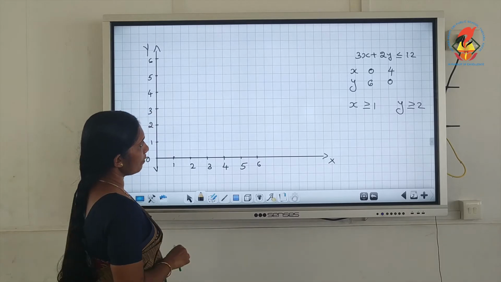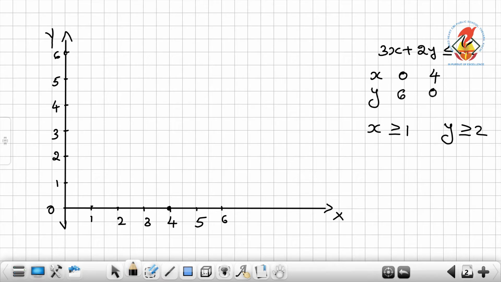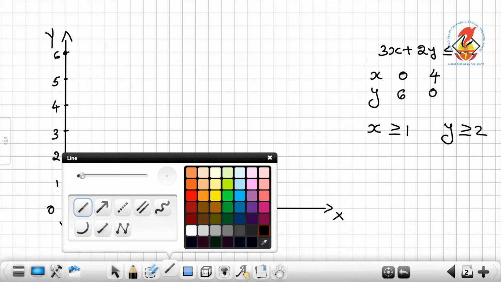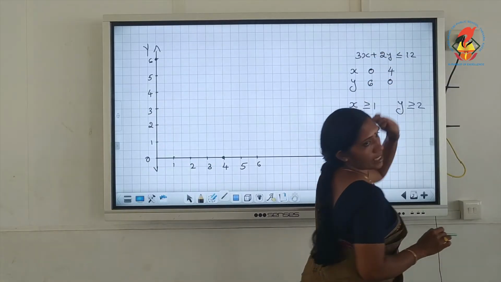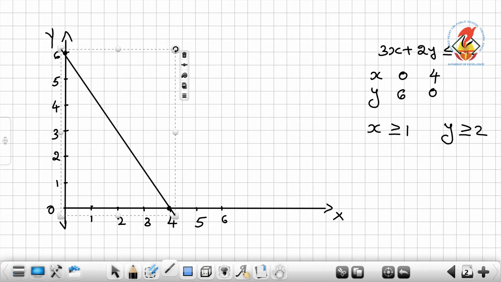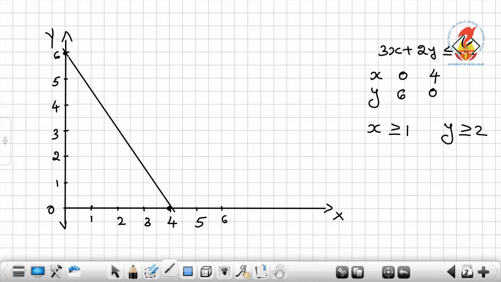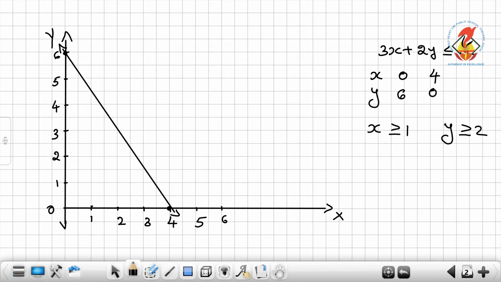So we can draw the first one, 0, 6 and 4, 0. Draw the line, and it is a darkened line, not a dotted or broken line, since it is the equal symbol. So this is the line 3x plus 2y is equal to 12.